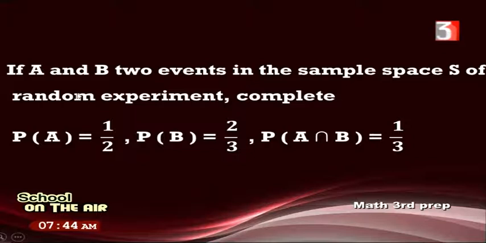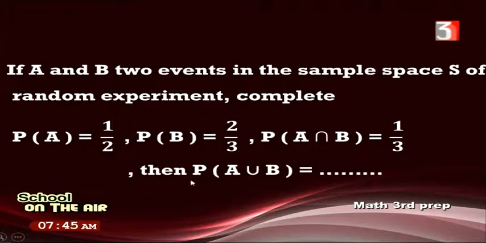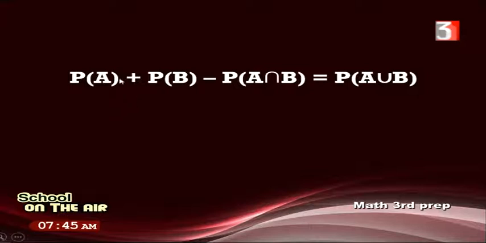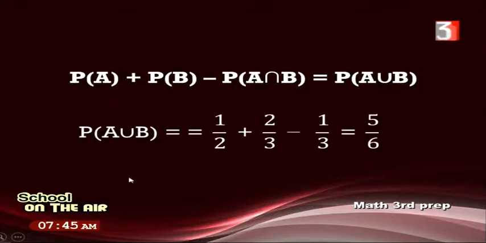If A and B are two events in our sample space S of a random experiment, complete: P of A equals 1/2, P of B equals 2/3, P of A intersecting B equals 1/3, then P of A union B equals? P of A union B equals P of A plus P of B minus P of A intersecting B. It means that P of A union B equals 1 over 2 plus 2/3 minus 1/3 equals 5 over 6.